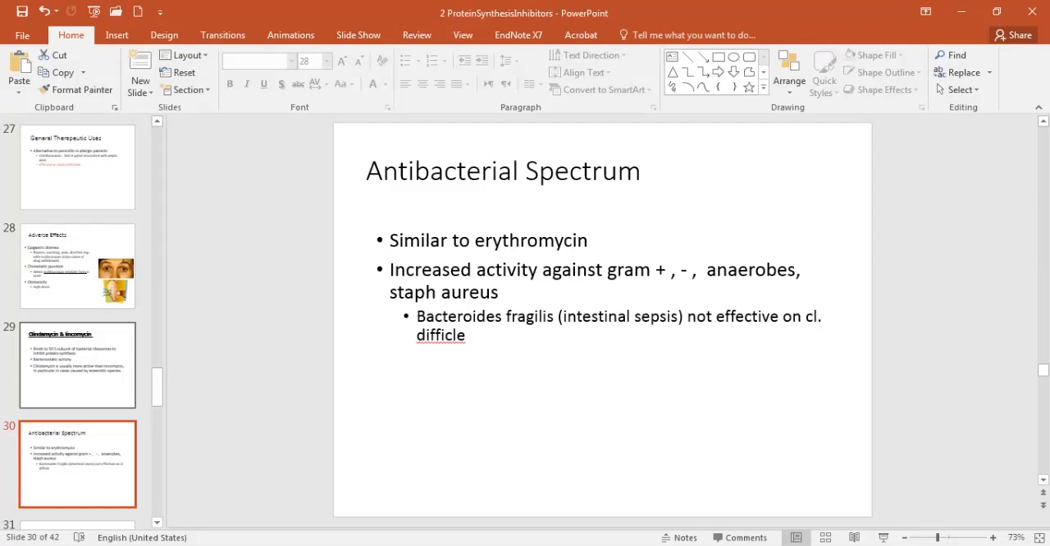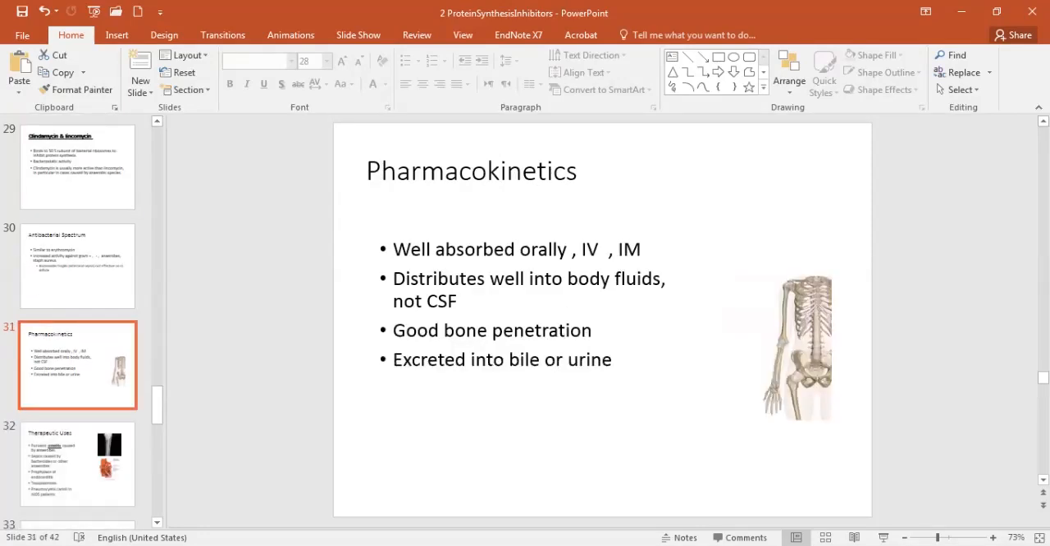Regarding Bacteroides fragilis that causes intestinal sepsis, again, it is active but not effective for Clostridium difficile, which can cause pseudomembranous colitis. It is not effective for this bacteria. They are well absorbed orally, IV or IM, and they are well distributed in multiple body fluids, but not CSF. They have good bone penetration, and this is important.